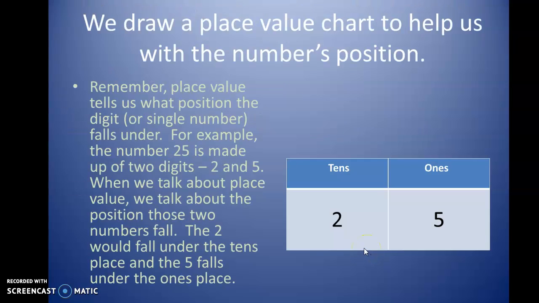We draw a place value chart to help us with the number's position. Remember, place value tells us what position the digit or single number falls under. For example, the number 25 is made up of 2 digits, 2 and 5. When we talk about place value, we talk about the position those two numbers fall. The 2 would fall under the tens place, and the 5 would fall under the ones place.